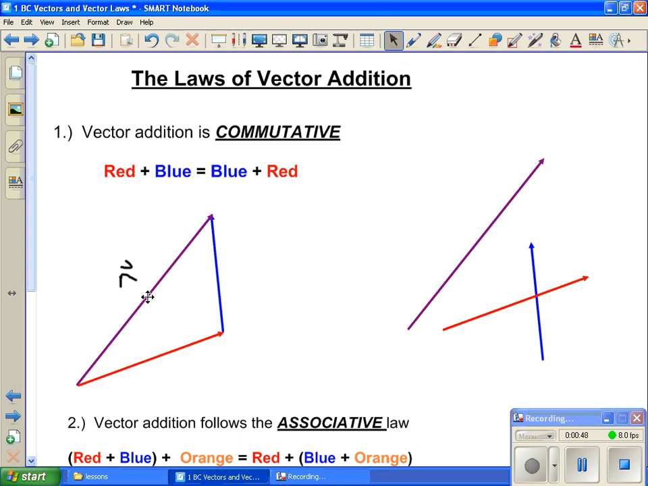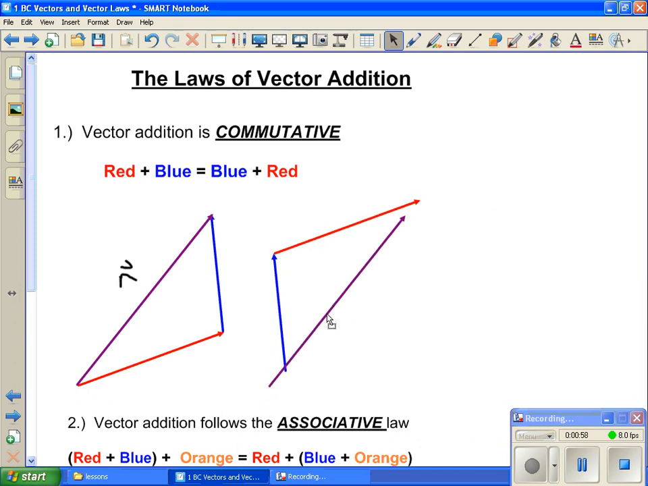If I do this in the other order and I take my blue one first and then I add my red one to it, the resultant vector is exactly the same. Okay? We'll call this one R2. So those two vectors are the same even though we have added the red vector and the blue vector in the opposite order. Okay? So vector addition is commutative.